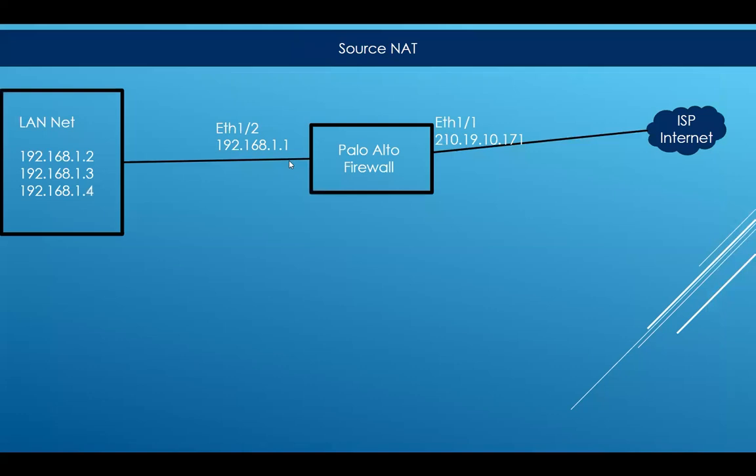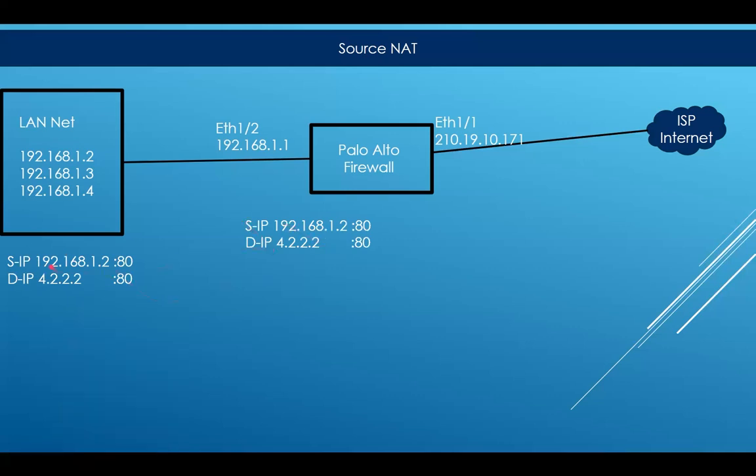So guys, here in the presentation, we will see how our IP addresses are getting translated. Source net we have here 1.2, 1.3, 1.4. This one is our gateway. This one is our public IP address with which we are going to translate. So this one is my source: 192.168.1.2, port number 80. Destination IP address is 4.2.2.2, port number 80.